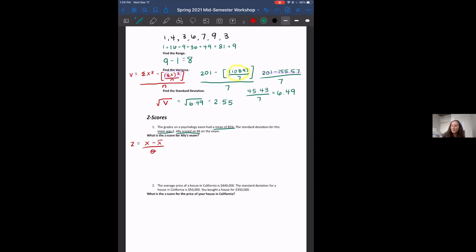So what should we plug in for the first x? For this one right here, what should we plug in? 86, yes, thank you. So 86 minus, okay, what about the second x, the x bar? 85, yes, thank you. Okay, so 85. And then what was the standard deviation?